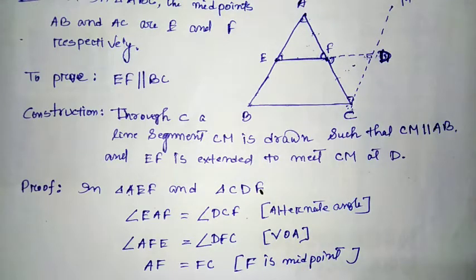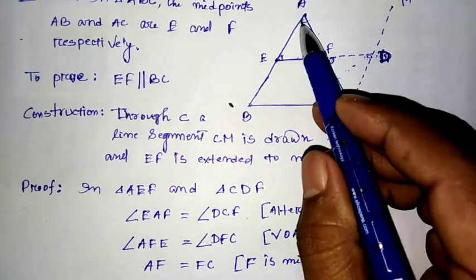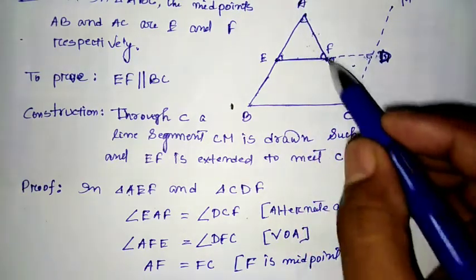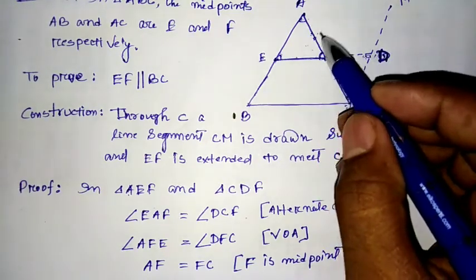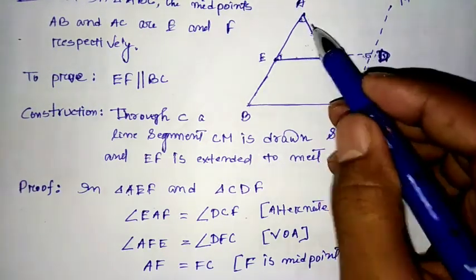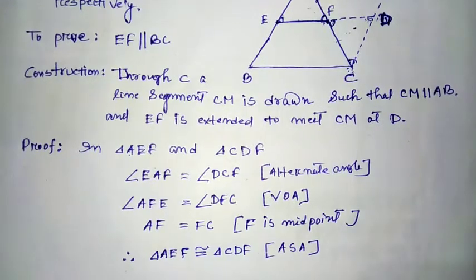Therefore triangle AEF is congruent to triangle CDF. By what criteria? See here, angle, this angle, and their included side. That means angle, side, angle. By angle, side, angle criteria, we can say that the two triangles are congruent, no?